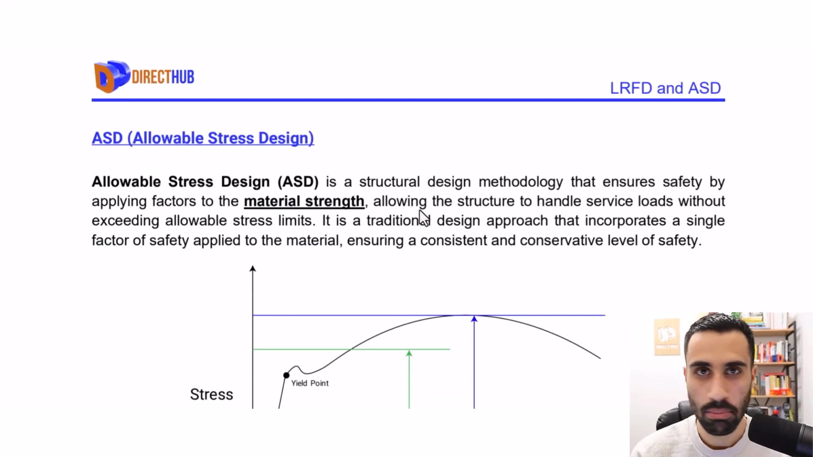Now ASD. It's really the same process in terms of the design steps, so we'll go through those fast. ASD is called Allowable Stress Design. Know what that means? Allowable Stress Design. So Allowable Stress Design is a structural design methodology that ensures safety by applying factors to the material strength. So we're looking at the material strength only for ASD. Keep that in mind. LRFD is different.